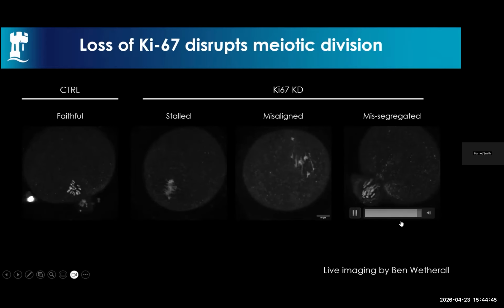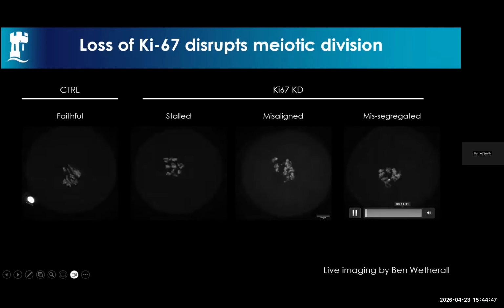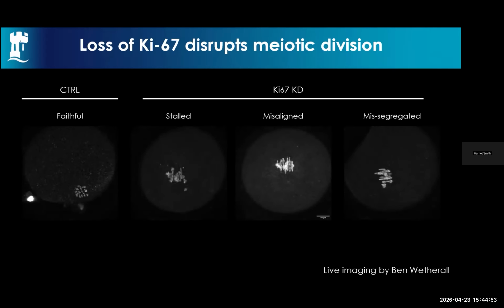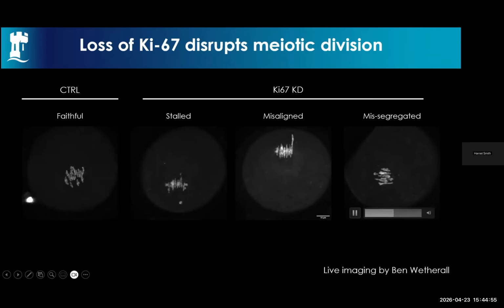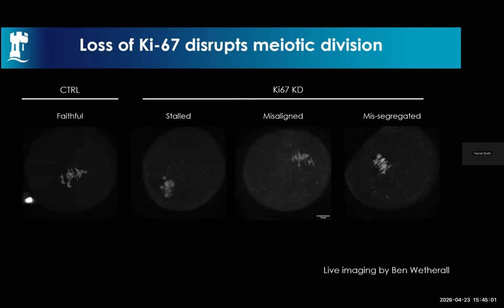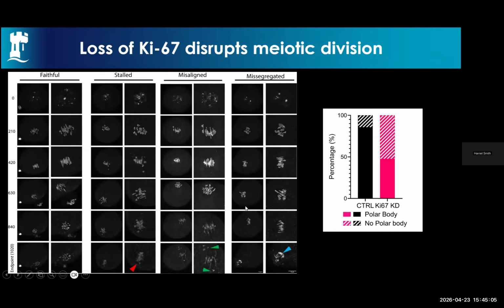The final one was these missegregated cells. This one actually seems to progress through meiosis 1 to the point where it forms a polar body. The mistake that it makes is that it pushes all of the chromosomes out into the polar body and retains none of them inside the cell. So you can see that a bit clearer here.